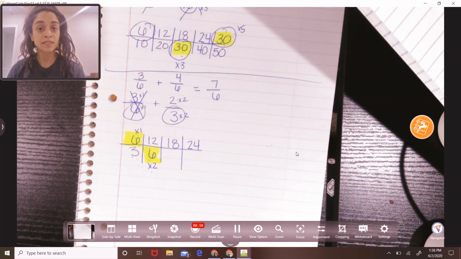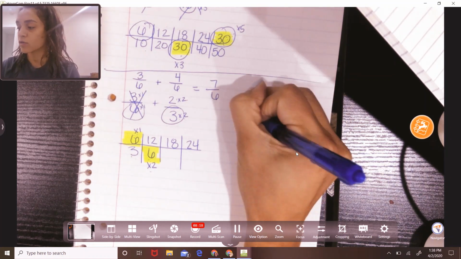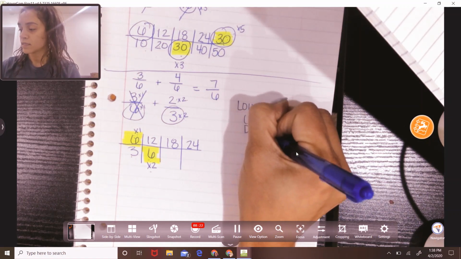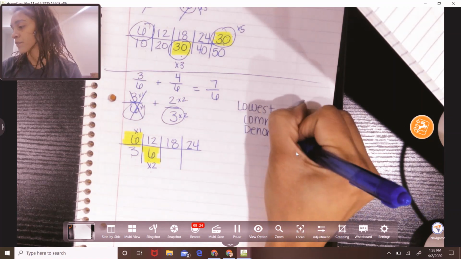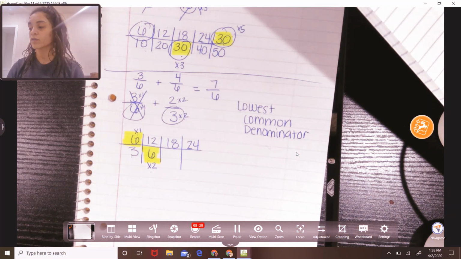So I hope this helped you guys and that you can do the rest of them. I want you to practice finding lowest, that's what this is called, lowest common denominator. And right now, I want you to just leave your answer like this. I don't want you to worry about simplifying or anything like that.